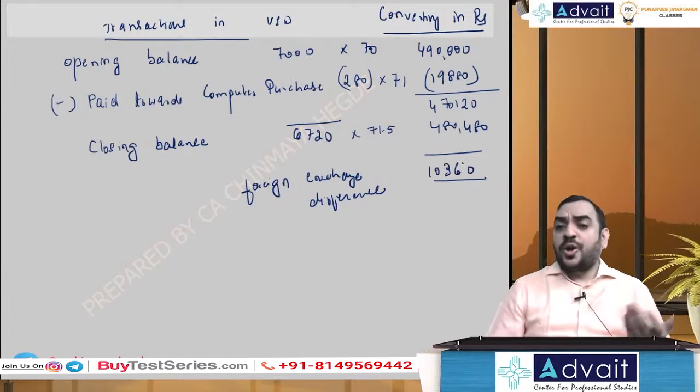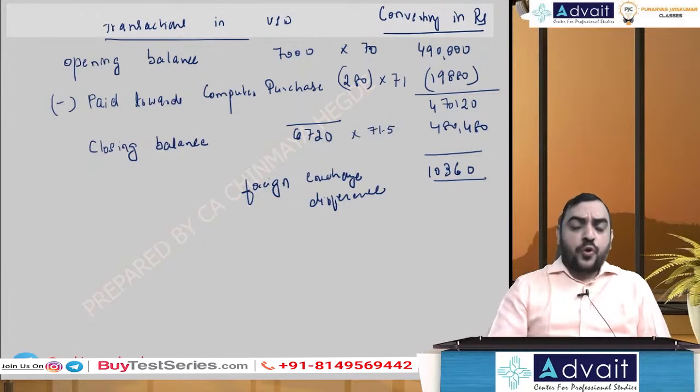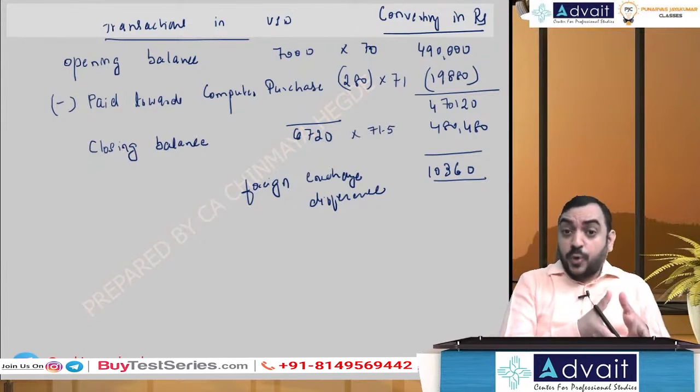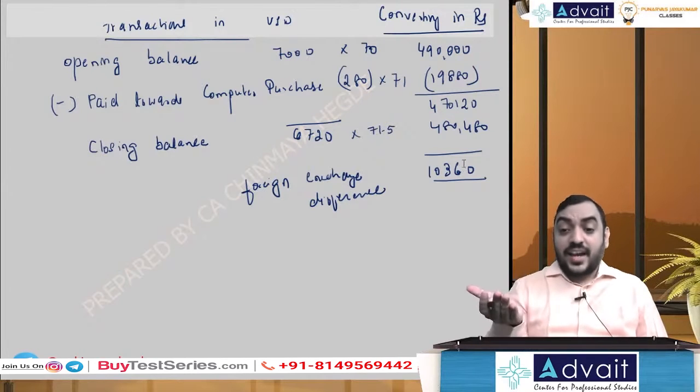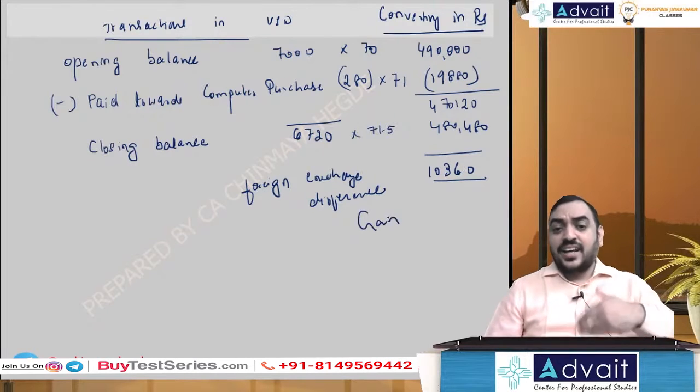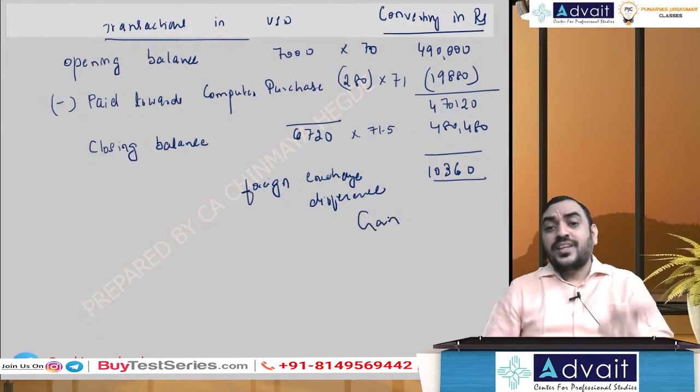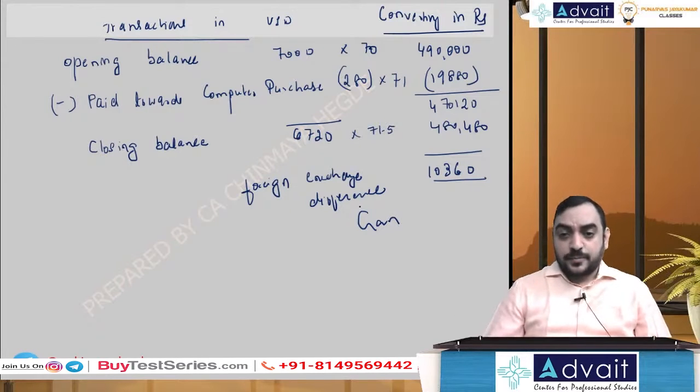Now, is it gain or loss? It is supposed to be 4,70,120 as per books. But you have to show 4,80,480, the closing balance. So, closing balance is high. What reporting is high, the value of asset is high. When the value of asset is high, it's going to be a gain. It's like debtors 10 rupee became 12 rupees. Increase in cash, increase in debtor is a gain. So, foreign exchange difference is a gain.